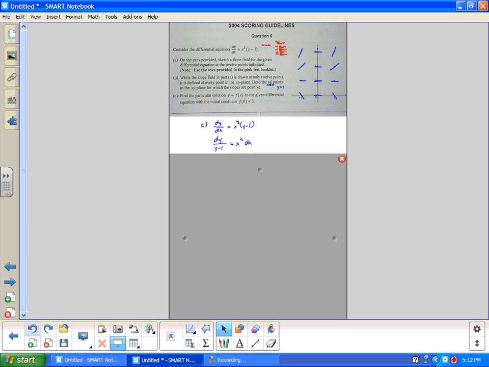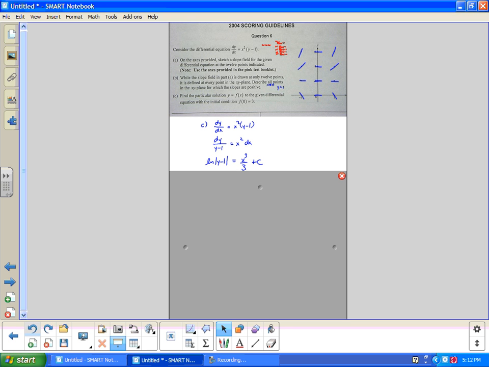And I guarantee this is going to be 1 point, separating the variables. So y's on one side and the x's are on the other. Just basic algebra. Multiply by dx, divide by y minus 1. And then I need to integrate each side. Get rid of the dy's.